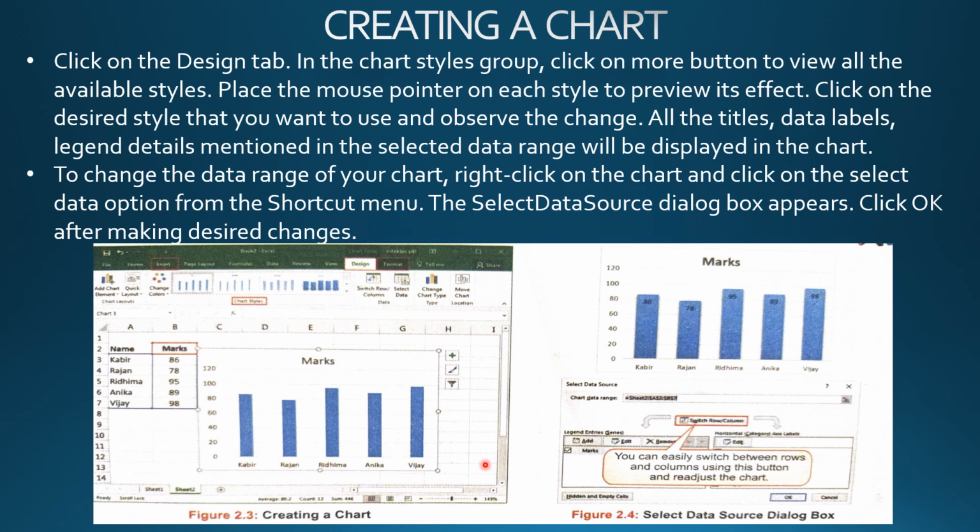So here it is. You can easily switch between rows and columns using this button and readjust the chart. And finally you can click on OK. You can see in this picture the Design tab which is activated. Of course, you will again have the practical video related to this. Do watch that for more clarification. Let's proceed further.